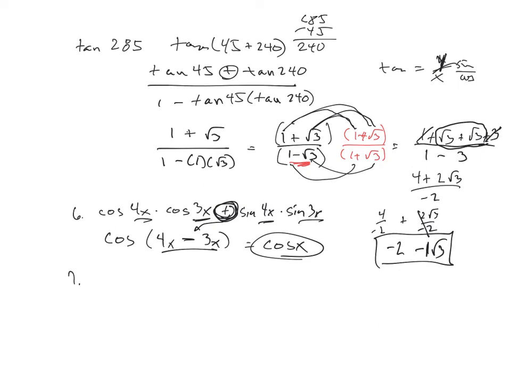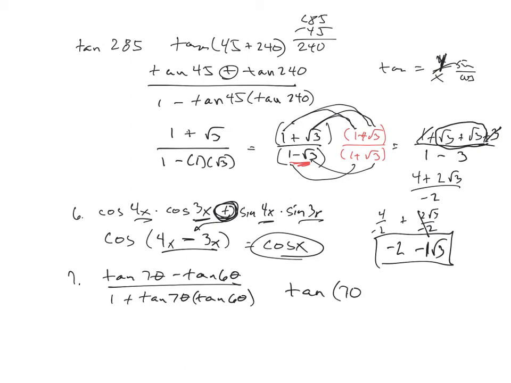Number 7. Of course, you can see that there's only one word in this whole problem, and that's tangent. And also, tangent is the only one that has a fraction. So there's several ways that's kind of giving itself away. So when we do this one, we know that it is, first of all, tangent. You know that the first angle is 7 theta, and the second angle is 6 theta.